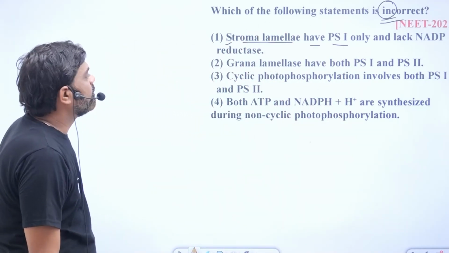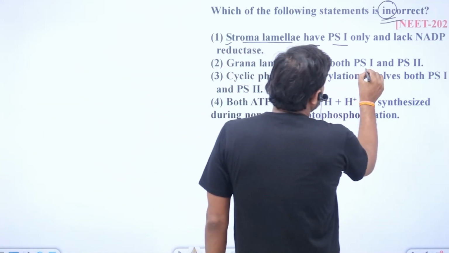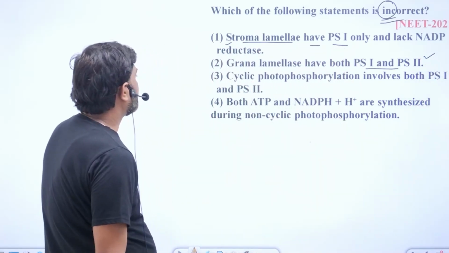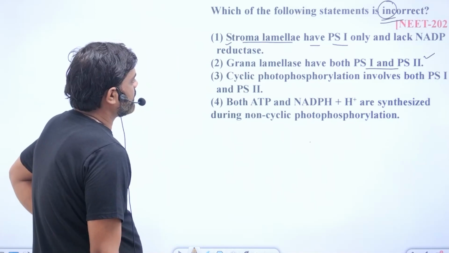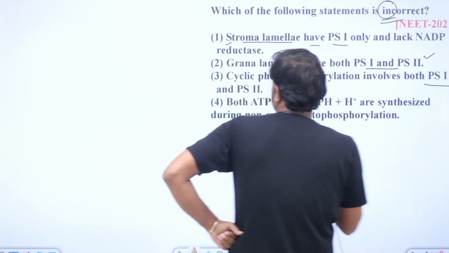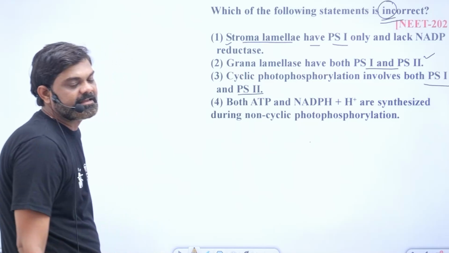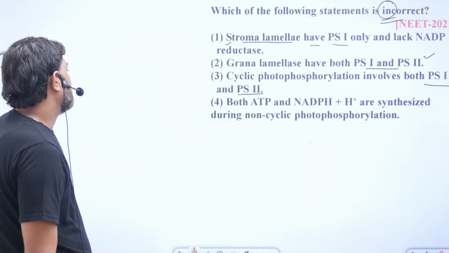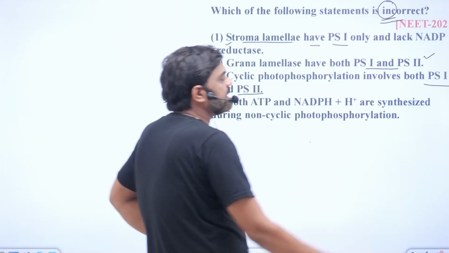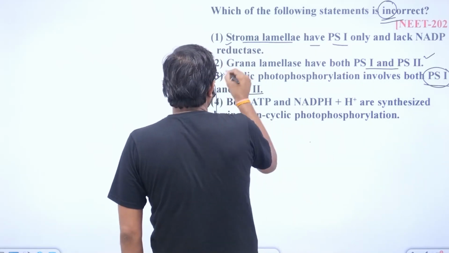Grana lamella have both pigment system first and pigment system second. These statements are correct. And third option, cyclic photophosphorylation involves both pigment system first and pigment system second. This statement is wrong. Cyclic photophosphorylation involves only PS first, not PS second. So the correct answer is the third.